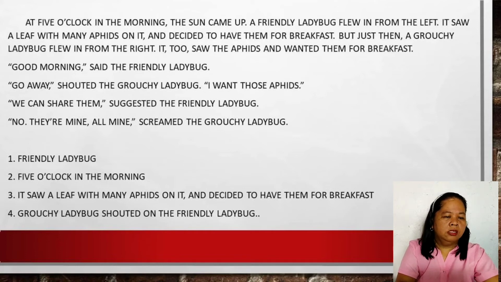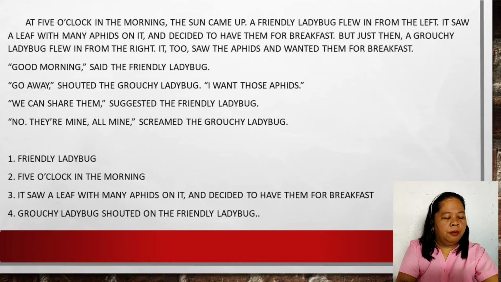"Good morning," said the friendly ladybug. "Go away," shouted the grouchy ladybug. "I want those aphids." "We can share them," suggested the friendly ladybug. "No, they're mine, all mine," screamed the grouchy ladybug.